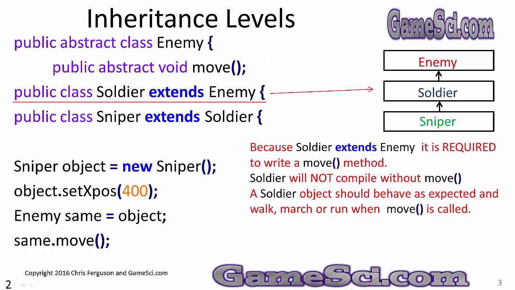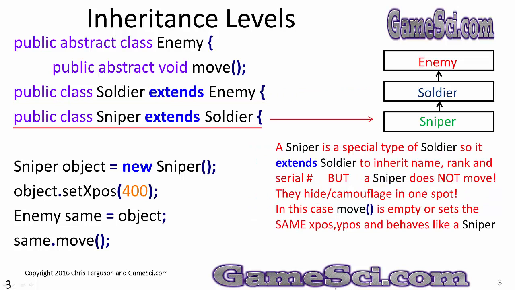Public class soldier extends enemy. Because soldier extends enemy, it is now required to write that move method above. Soldier will not compile without that move method above. A soldier object should behave as expected and walk, march, or run when the move is called. Well, the only way for that to work is if every child class implements a move method. And the abstract move method guarantees every child class implements a move method.